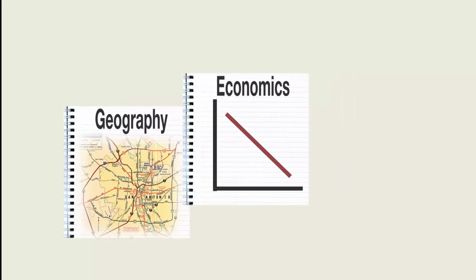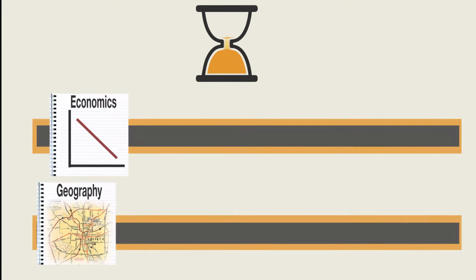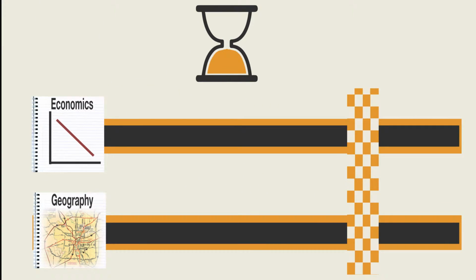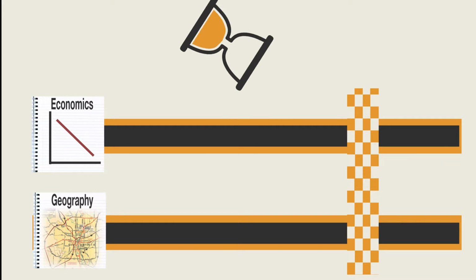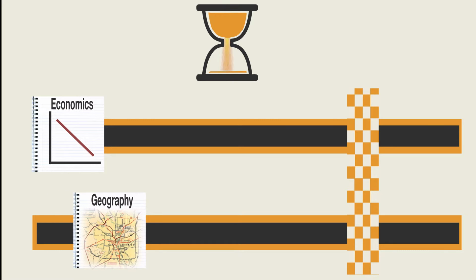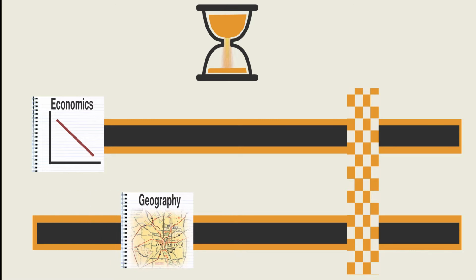Suppose you have 2 homework assignments from 2 different classes, geography and economics. The deadline for submitting both assignments is tomorrow afternoon, and you haven't even started working on either one. It's crunch time. What is your cost of working on the geography assignment?